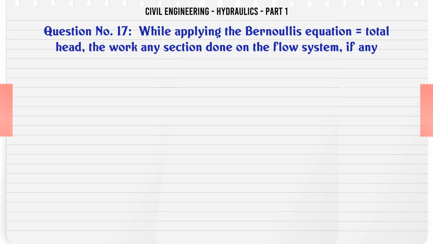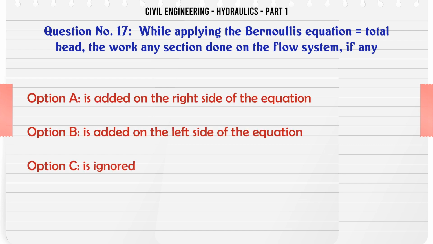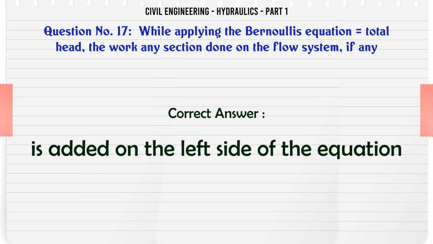While applying Bernoulli's equation, the total head equals the work done by any section on the flow system, if any. A, is added on the right side of the equation, B, is added on the left side of the equation, C, is ignored, D, none of these. The correct answer is added on the left side of the equation.